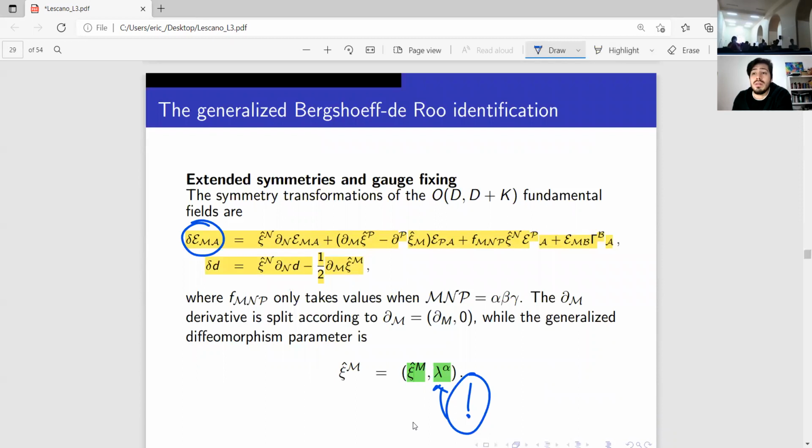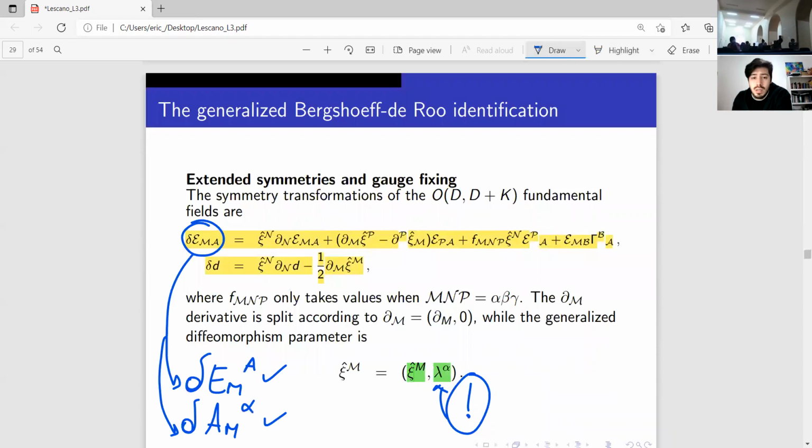From here, we can obtain the transformations of this other field, the O(D) frame field, sorry. And we can obtain the transformation of this other object, of this gauge field. Now we are writing our gauge double field theory in terms of both these degrees of freedom. Okay, the structure constant over here is exactly the same as in gauge double field theory, since this is a gauge double field theory. So this object takes values only when these indices are the gauge indices. And the derivative is splitting according to this.